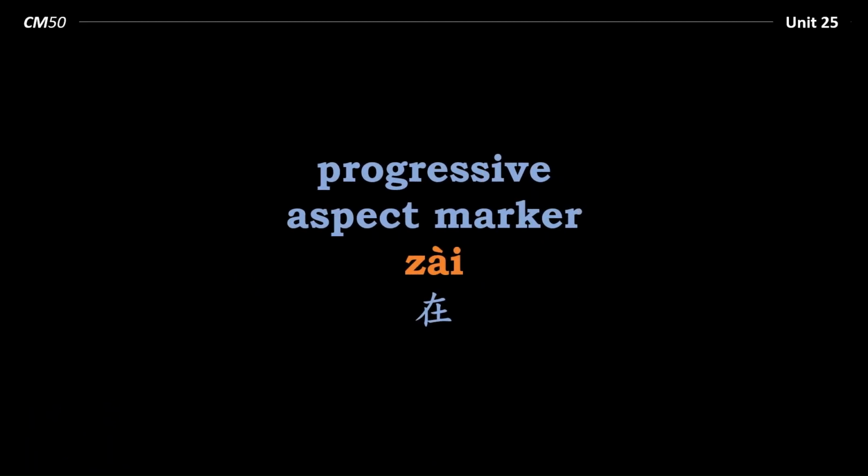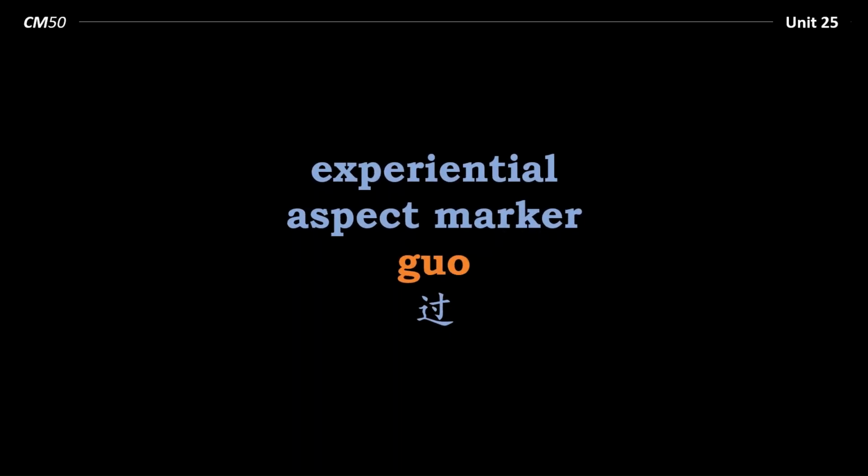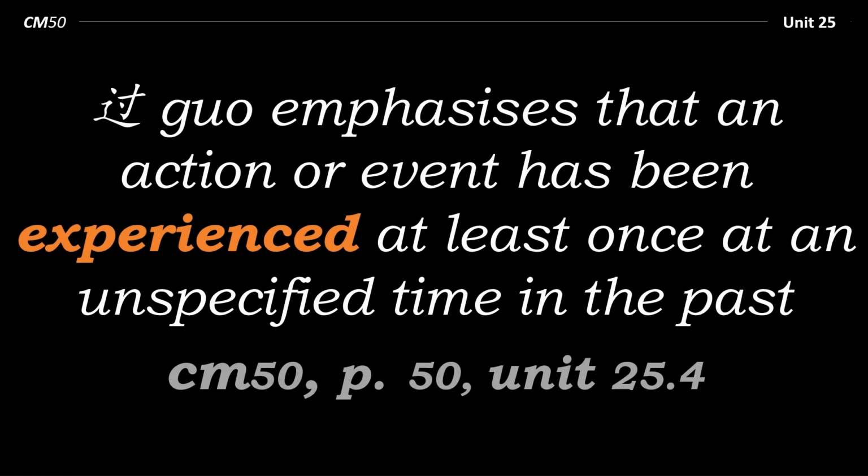We've just looked at the progressive aspect marker, which we put before the verb to mark the fact that it's in progress. Lastly, let's look at the experiential aspect marker, 过. Now, what do we mean by experiential? Well, 过 emphasizes that an action or event has been experienced at least once at an unspecified time in the past. So it's not just the fact that it's completed or that it's happened, but that it's been experienced. And this is highlighted on page 50, unit 25.4.